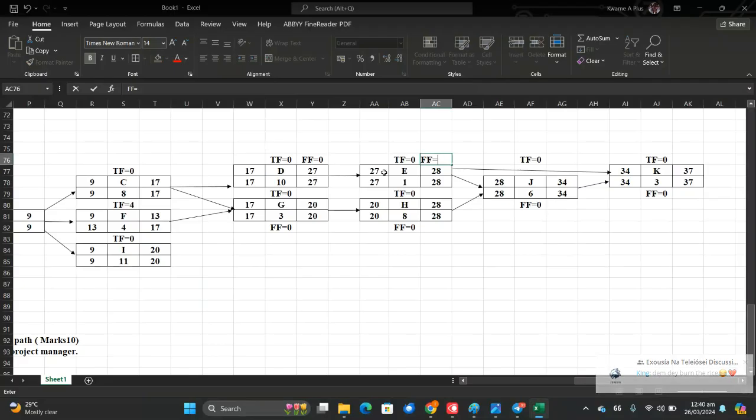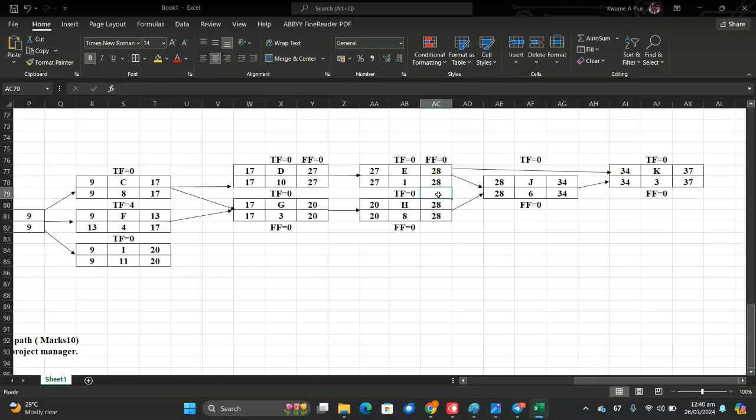How do you know it's right? How did you know it's right? 34 minus 28. I think we've done this. Okay, so 28 minus 27 is 1. 1 minus 1 is 0. Right? And then here, free float. I think we've done it for this, and we've done it for this. So free float for this is 0.